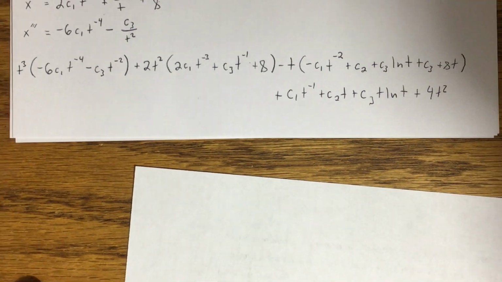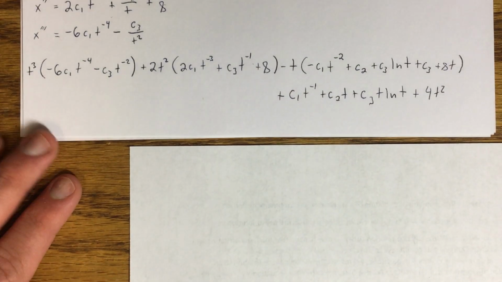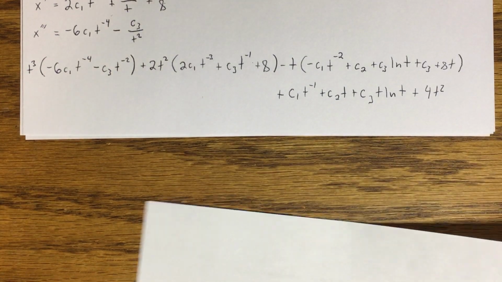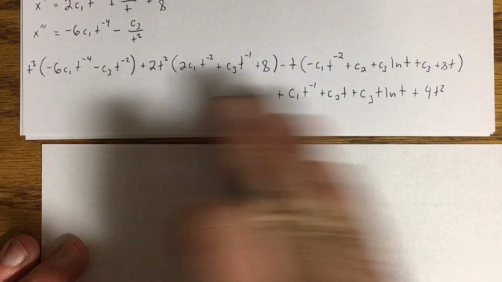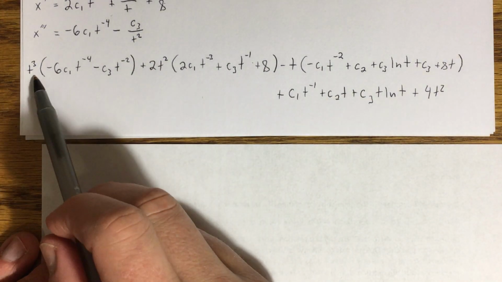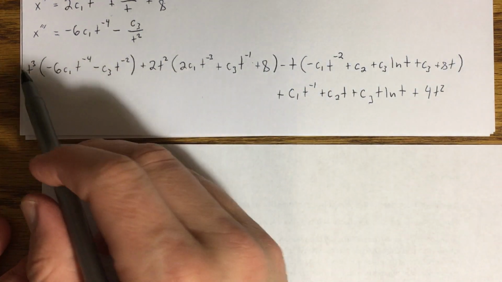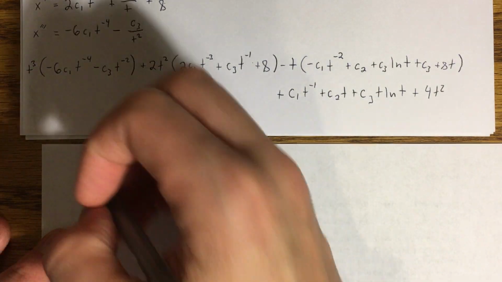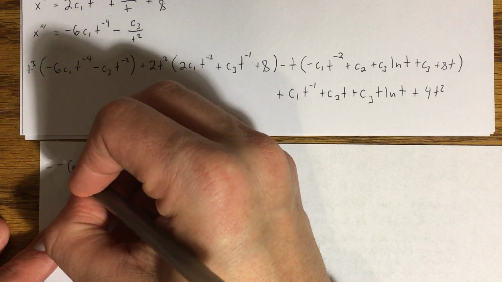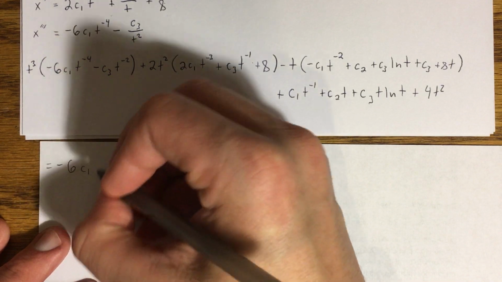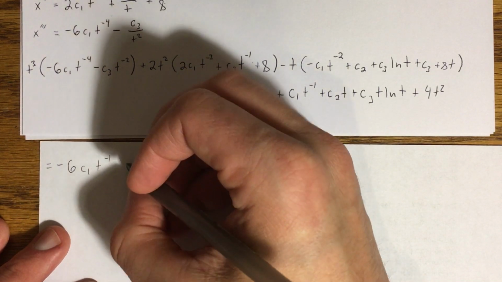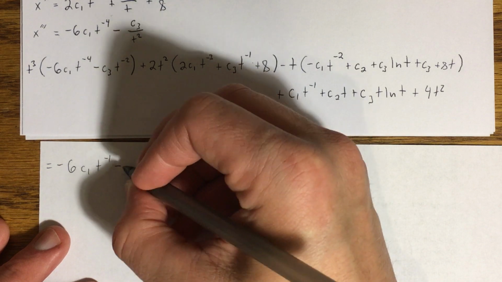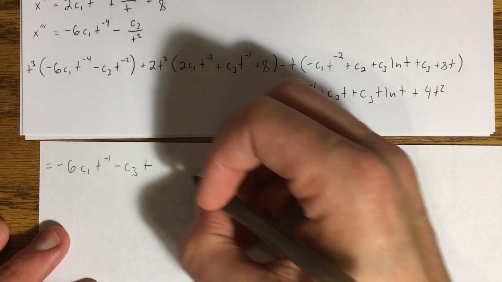I need to zoom out a little bit, don't I? There we go. Sorry if some of that was cut off. So there's a lot of simplification that needs to happen here. I have some distributive stuff to do. So distributing this in, t cubed times this guy, that's going to give me negative 6 c1 t to the negative 1 power minus c3 t.